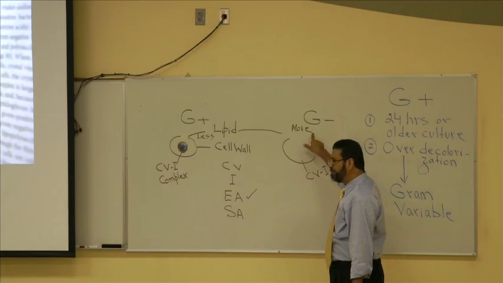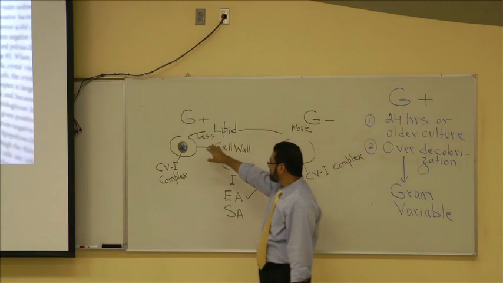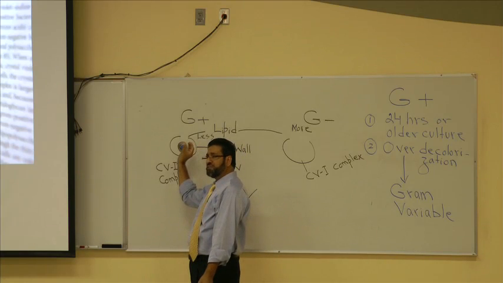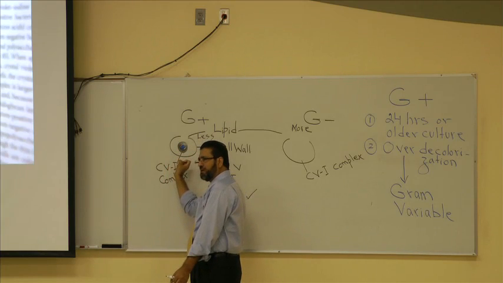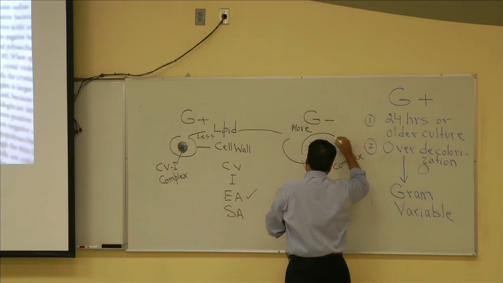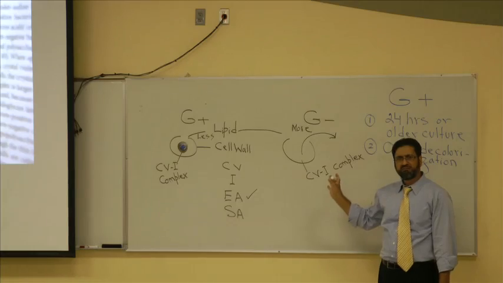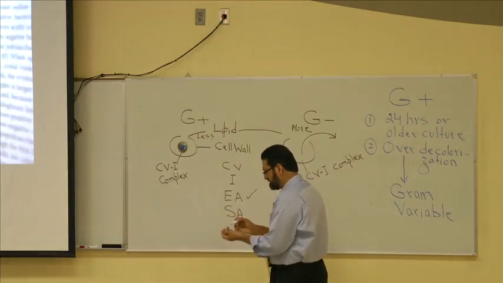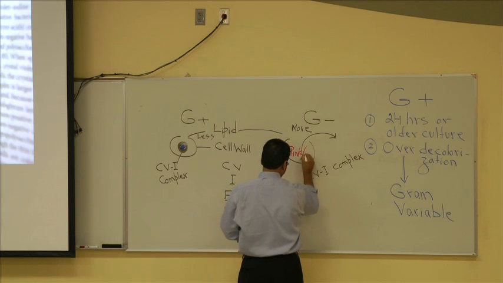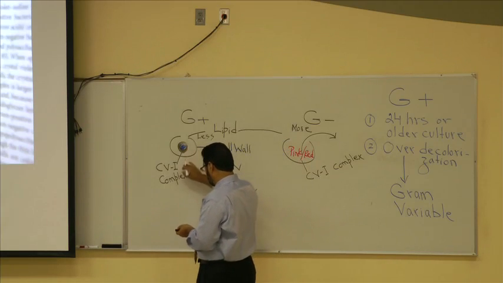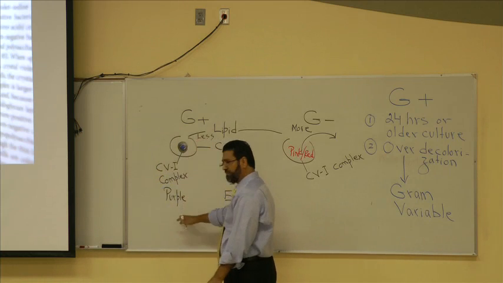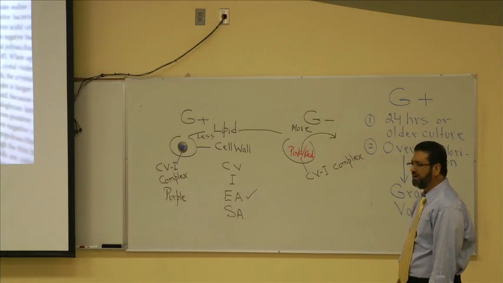Because of lots of lipid, the CVI complex is gone. Because of less lipid, the CVI complex stays in. Because of less lipid, the opening in the cell wall of gram-positive bacteria is small, so the CVI complex stays in. Because of lots of lipid in the cell wall of gram-negative bacteria, the opening is huge, the CVI complex goes out, and the cell is colorless. Make sense? Then you add safranin. Colorless bacteria become pink or red. When you mix purple with pink, which one is more dominant? Purple. Gram-positive remains purple. Gram-negative remains pink or red.